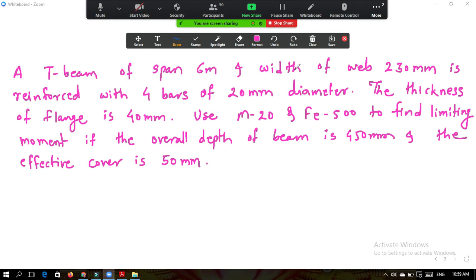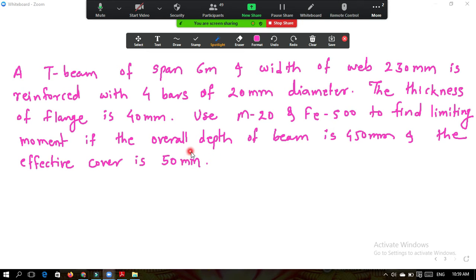Okay. So now I will read the problem first and then we will write the given data. Now see what they have told us. A T-beam of span 6 meter and width of web 230 mm is reinforced with 4 bars of 20 mm diameter. Thickness of the flange is 40 mm. Use M20 and Fe500 to find the limiting moment if overall depth of the beam is 450 mm. Okay. And the effective cover is 50 mm. So this is the given problem.